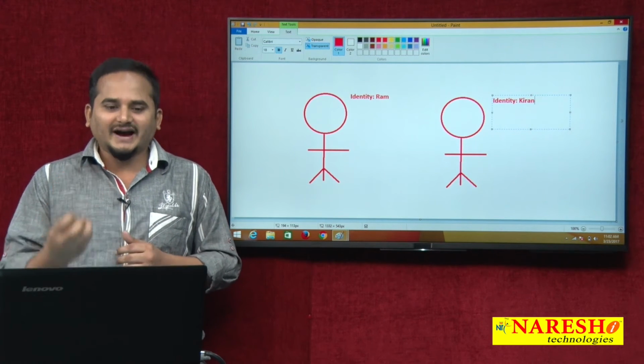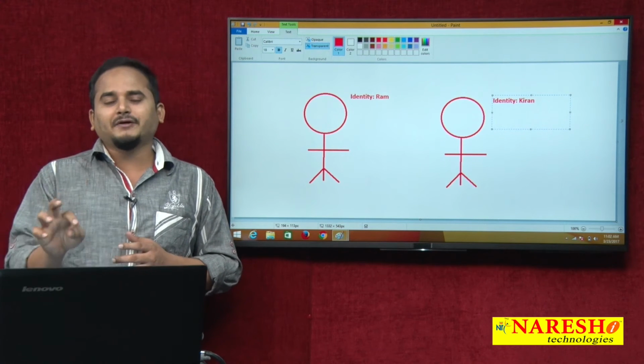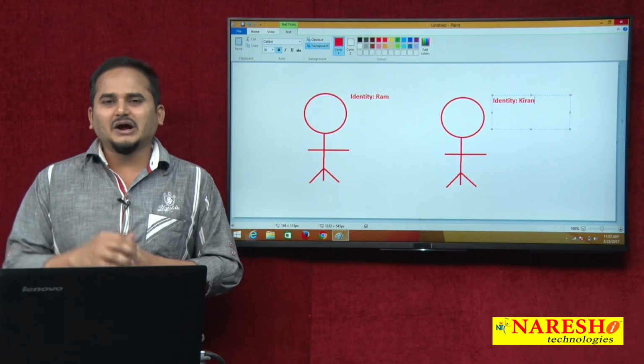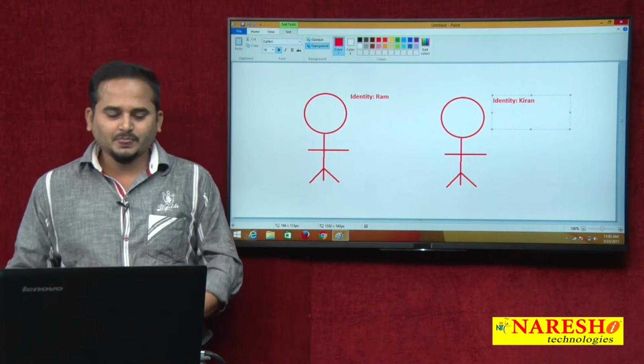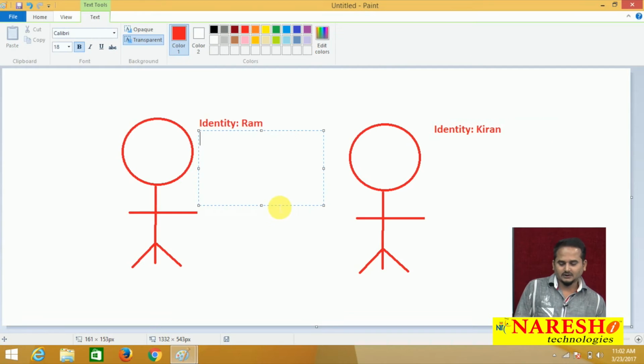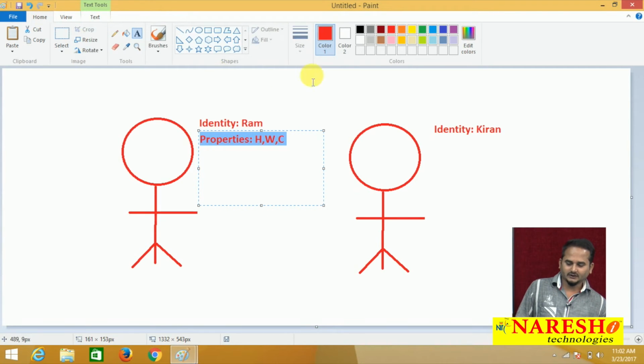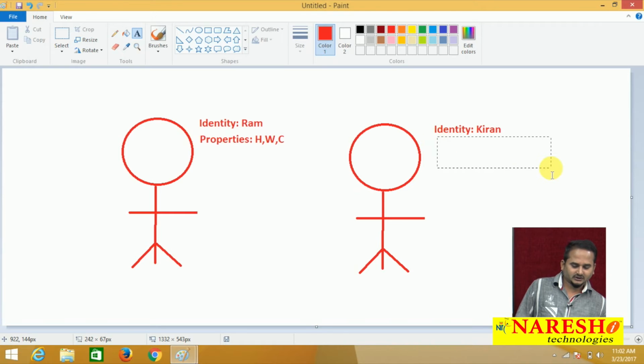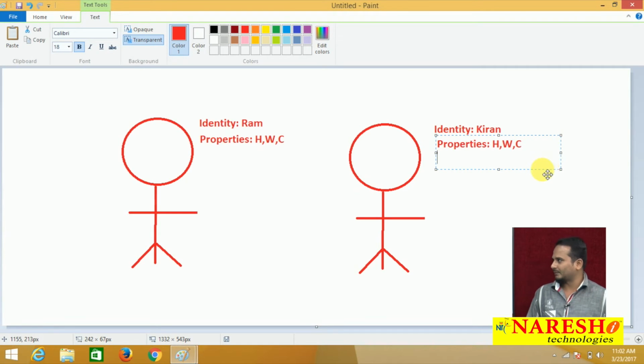In Java language, identity is nothing but the name of a hash code. I will introduce the technical terminology in coming videos. Now, one more characteristic is property. What are the properties? Ram has some height, weight, and color. All these come under properties. In the same manner, Kiran also has some properties like height, weight, and color.